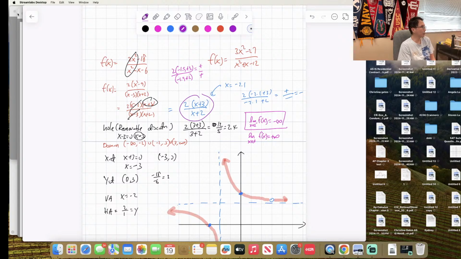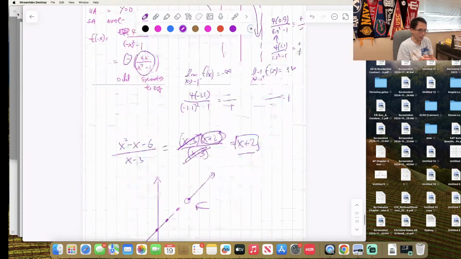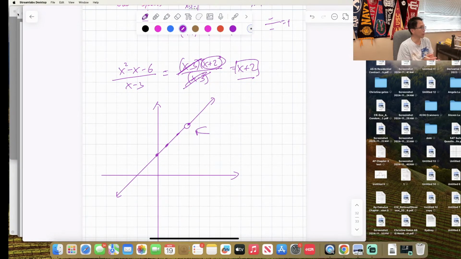People look at the old denominator, but the new function is what you're trying to graph. If the new function has a vertical asymptote, then that's the function you graph with a vertical asymptote. In this case, the new function is just x plus 2. It's just a straight line. You graph x plus 2, and there's a hole in there. Please don't miss this one on the test. This is the easiest one I can put on the test. Did you get that one?